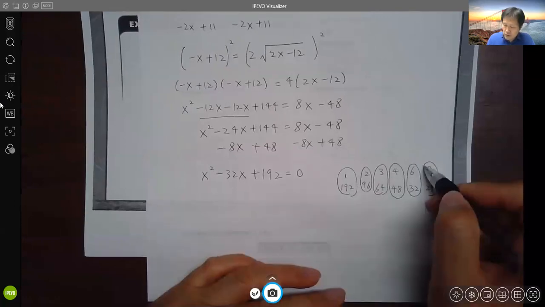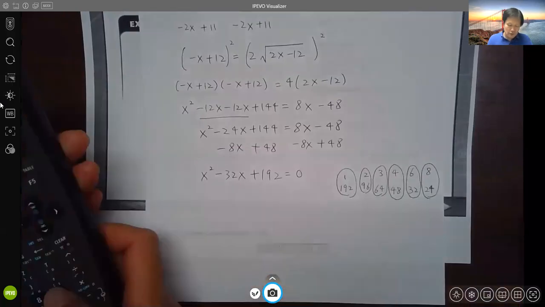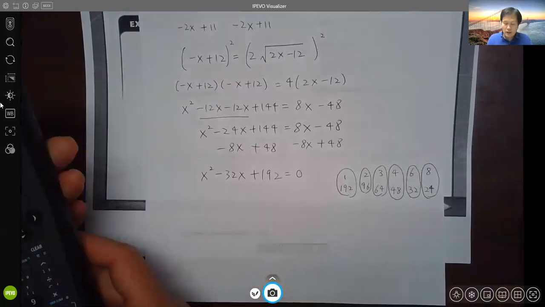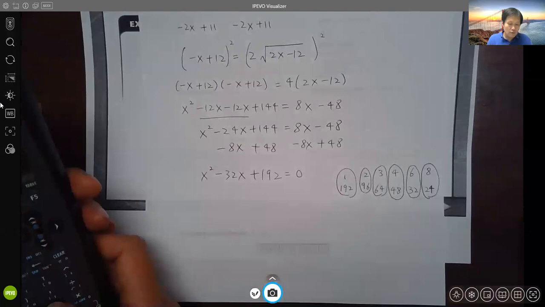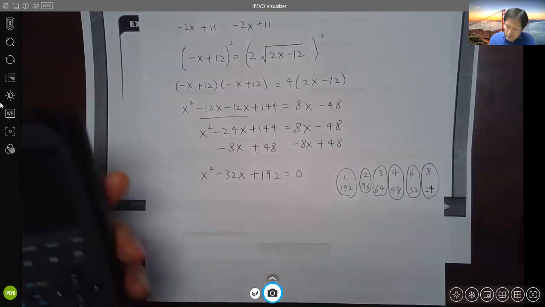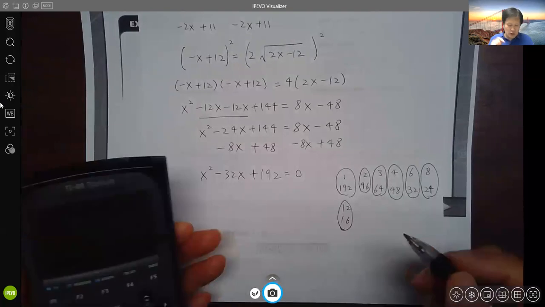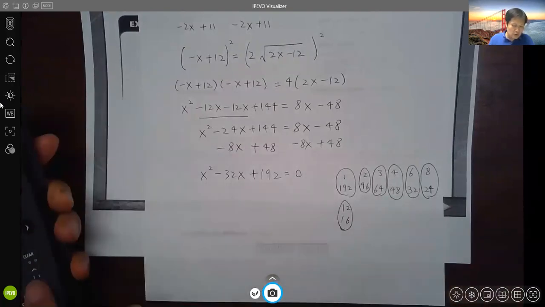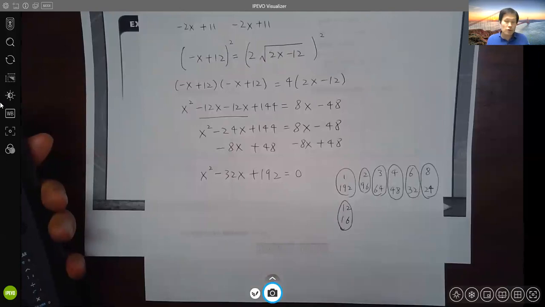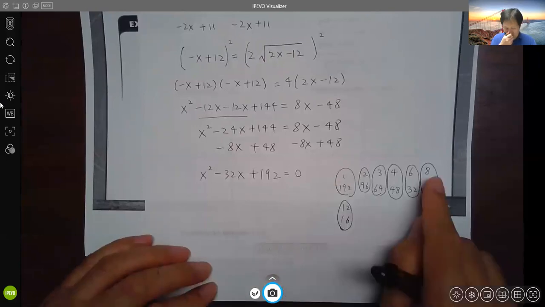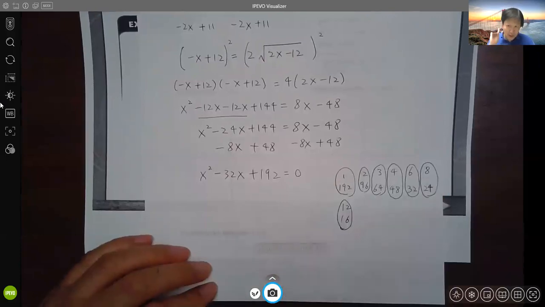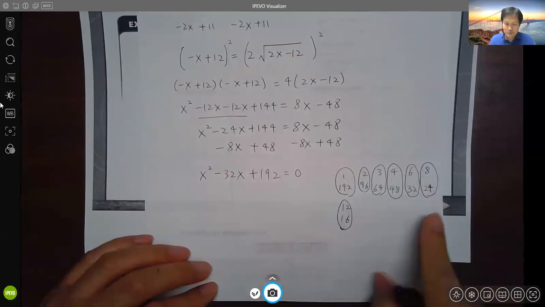9. Can 9 work? 192 divided by 9 doesn't work. 10 not gonna work. 11 not gonna work. 12, 192 divided by 12. Wow, 12 works. 12 and 16 works. 13, I don't know. 192 divided by 13 doesn't work. 14, 192 divided by 14 doesn't work. 15 not gonna work. 16 we already did. Okay, so 1, 2, 3, 4, 5, 6, 7 combinations. I already looked at it. This is the one that works.